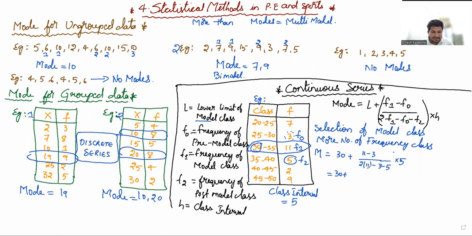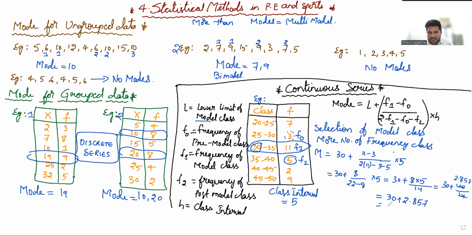So 30 plus 11 minus 3, 8, by 22 minus 8, into 5. That is 30 plus 8 into 5 by 14, which is 30 plus 40 by 14. So 30 plus 2.857, since 40 by 14 is 2.857.